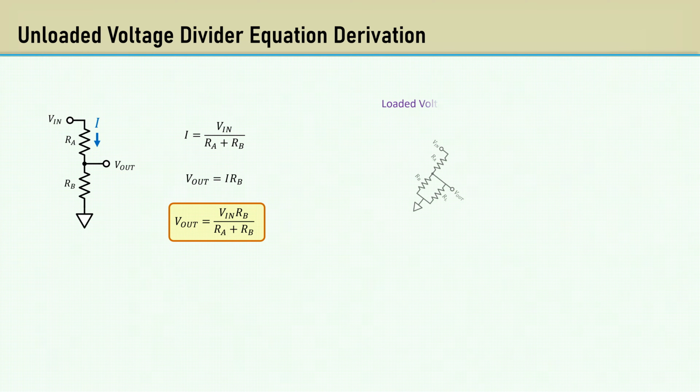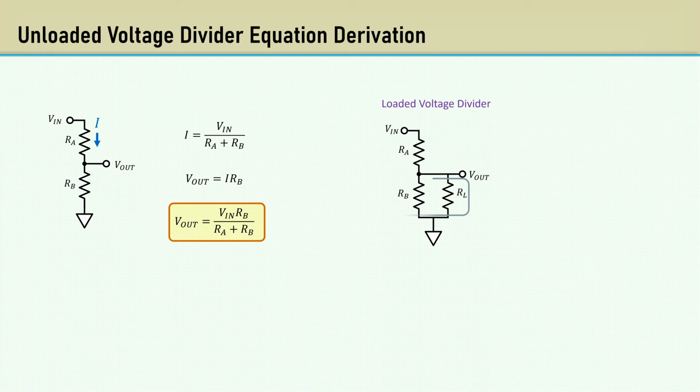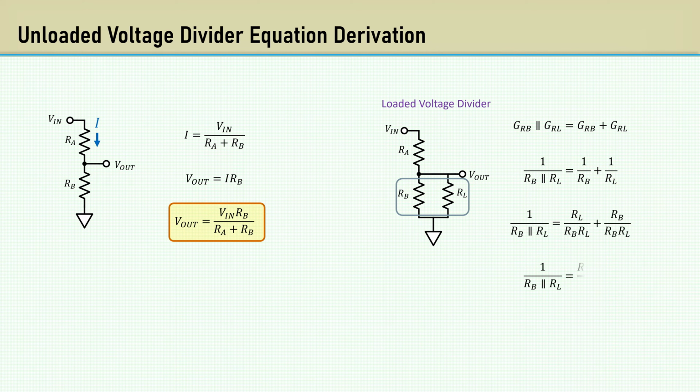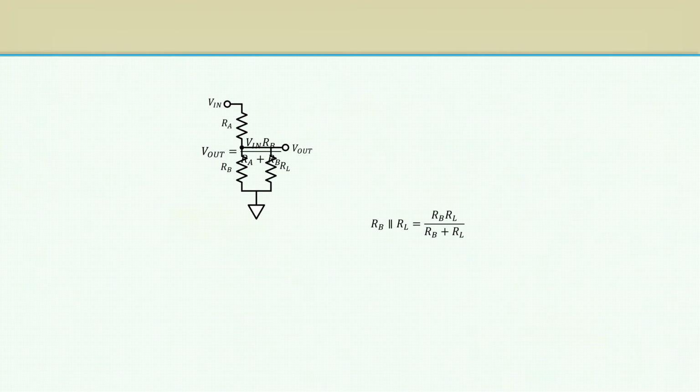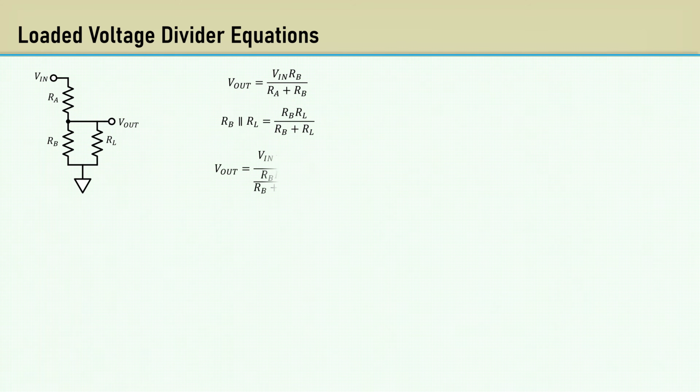Here is the voltage divider with a load resistor RL. Resistors in parallel are equal to the sum of their conductances, which is the reciprocal of their resistances. Combining terms with a common denominator gives us this. Then the reciprocal gives us this classic equation for two resistors in parallel. Now we can replace Rb in the voltage divider equation with the equation for Rb in parallel with RL.